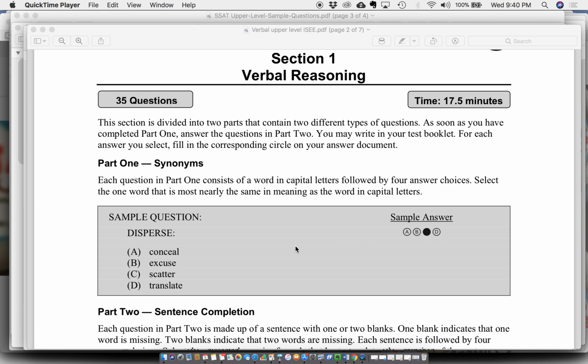Okay, let's take a look now at section 1 of the verbal reasoning section of what's called the ISEE, the Independent Schools Entrance Exam. You will notice that you have 35 questions and 17 and a half minutes in which to answer them. Parents, this requires speed and accuracy. It is not just that your children have to know information, but they have to know it almost unconsciously.